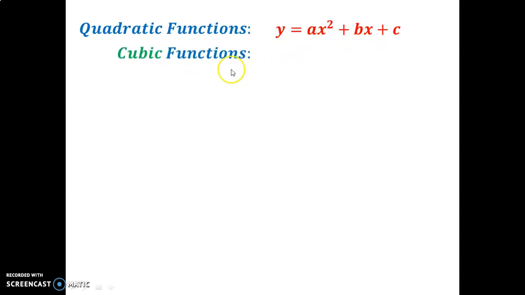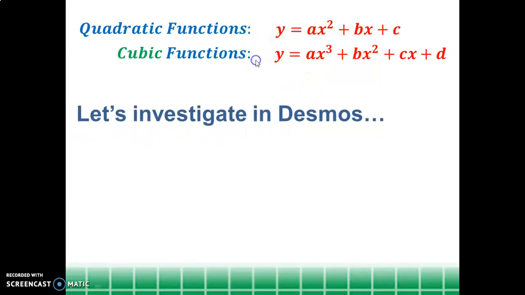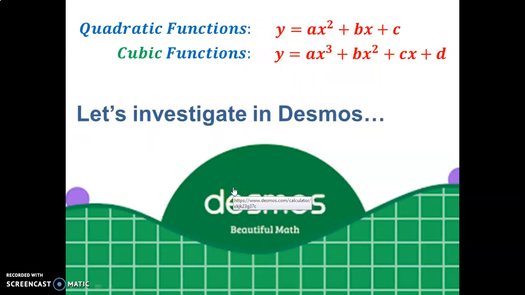Now, cubic functions look like this. So same format, but notice now our first power is a cube. That's why they're called cubic functions. And then we have bx squared plus cx plus d. So they're the same order where we have the decreasing values of the exponent. Of course, sometimes some of these parameters have a value of 0, so you won't see x squared or you won't see x or whatever, but in general they look like this. So let's investigate the difference between quadratic and cubic functions on Desmos. Let me take you there now.